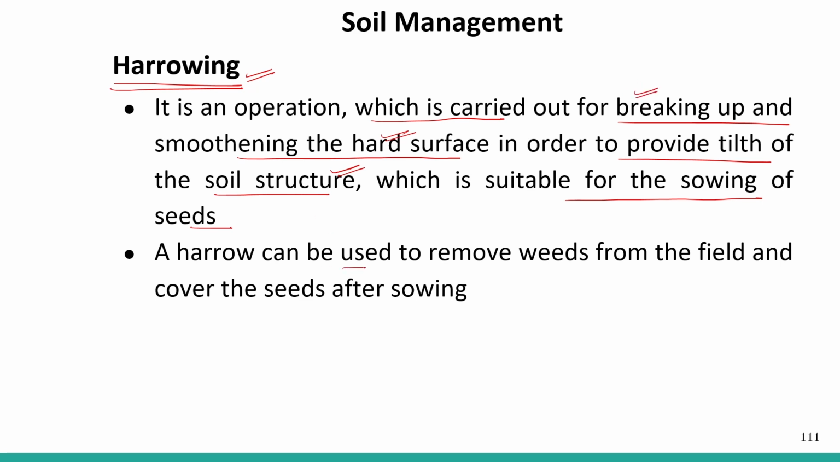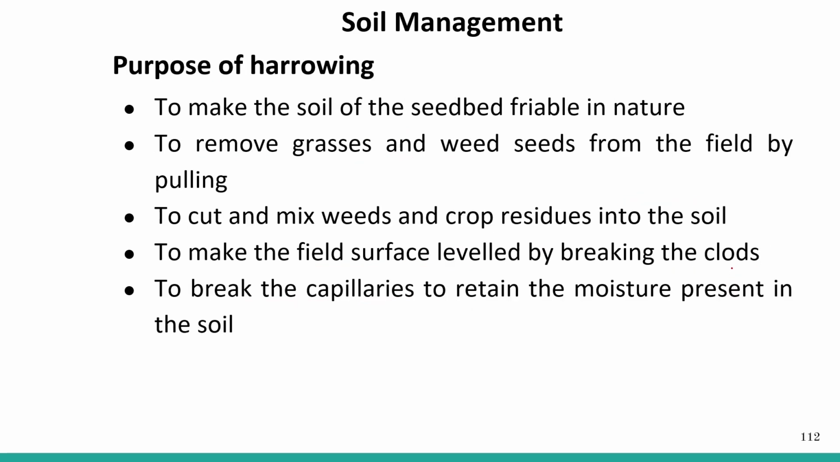A harrow can be used to remove the weeds from the field and cover the seeds after the sowing. So we use a harrow to remove the weeds from the field and cover the seeds after sowing. So that is also used to cover up the seed with the soil after sowing the seeds.